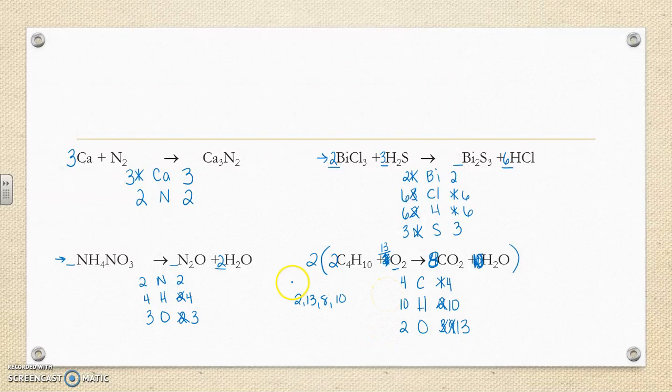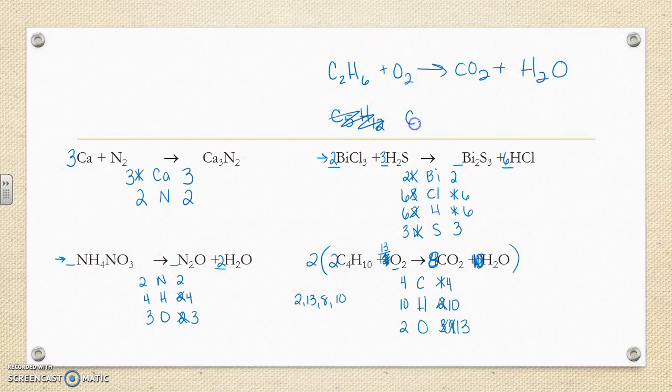Try a couple other ones, maybe C2H6 plus O2 makes CO2 plus H2O. See if you can get that one. You can also try C6H14 plus O2 gives you CO2 plus H2O. So you can try these and see if you can get it. And if you're still not getting it, don't worry, come to class and we'll talk about it.